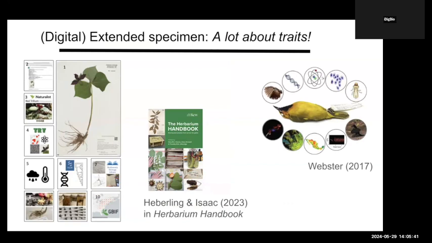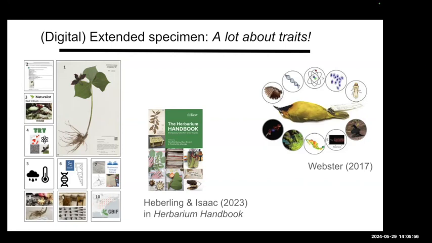So the digital extended specimen is really a lot about traits. On the right is the Webster figure, the genesis of this extended specimen idea, with the bird specimen surrounded by a constellation of different data streams, either relating directly to that given bird specimen or on a larger, more holistic scale relating to the species or other co-occurrence records, et cetera. This has definitely been developed across many different biodiversity collections. And this past year in the Herbarium Handbook, with my colleague Bonnie Isaac, we wrote a little bit about it.